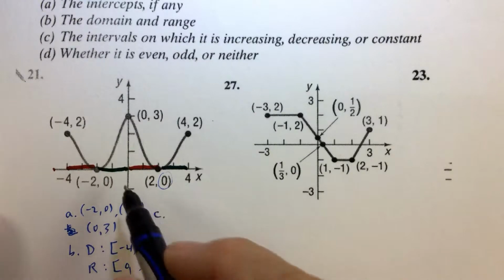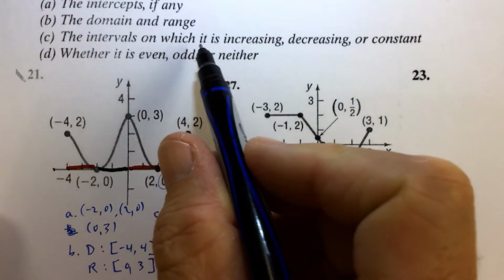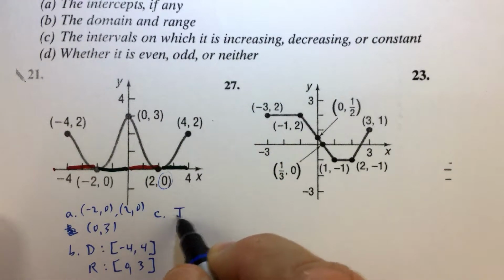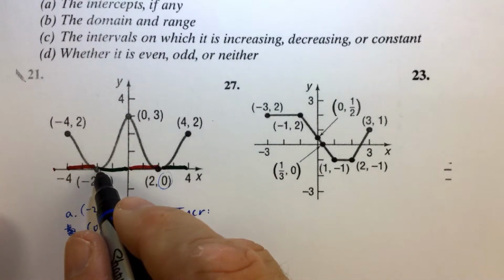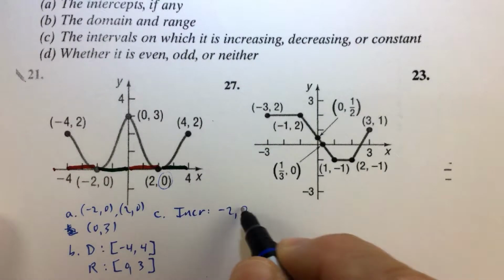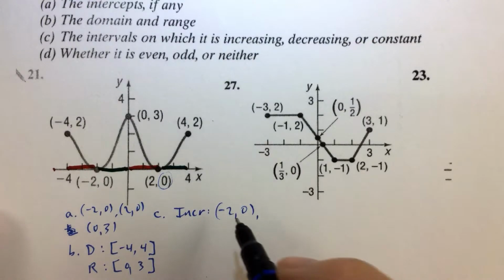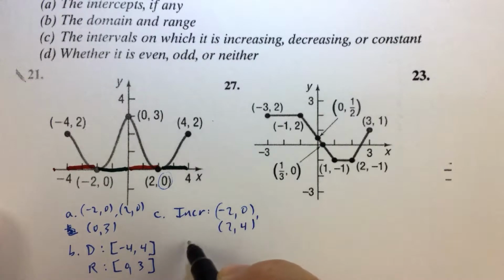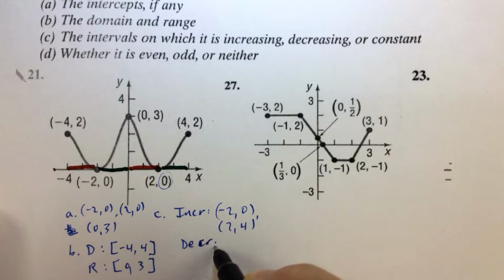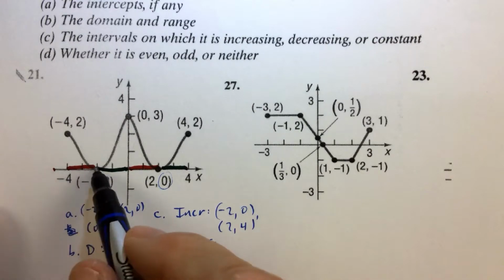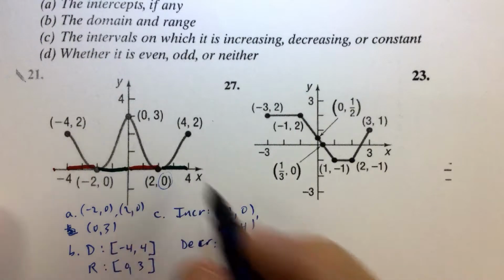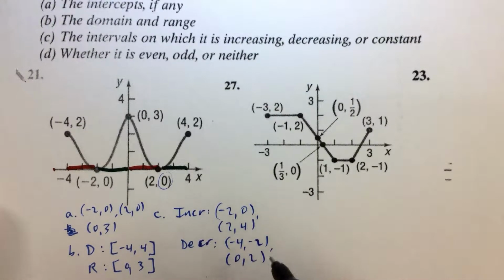And then for part C, we're listing the intervals in which the function is increasing, decreasing, or constant. So again, the increasing intervals are the ones in green. So from -2 all the way to 0, as well as from 2 to 4. And then the decreasing intervals would be the red intervals from -4 to -2, as well as from x equals 0 to x equals 2, the y values are getting smaller.